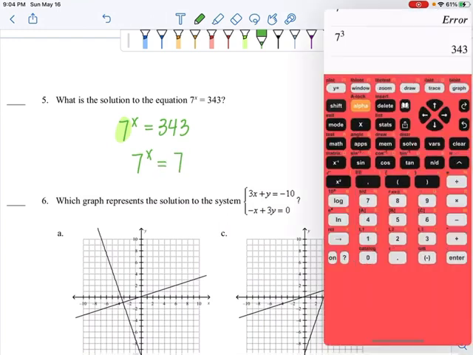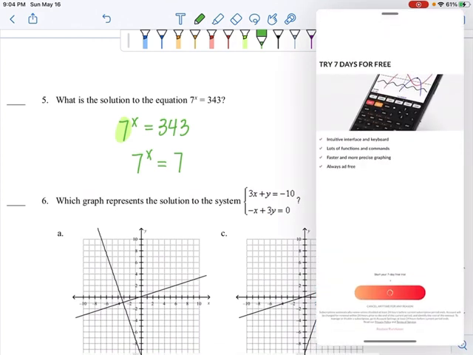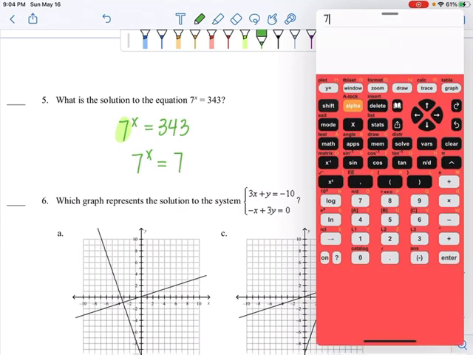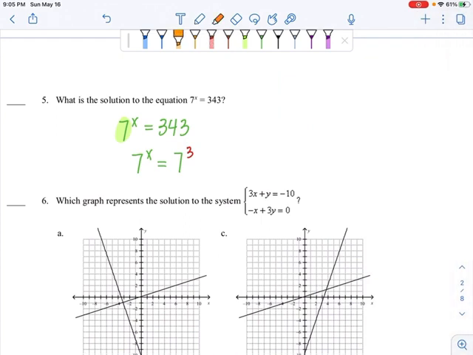So then I can pull out my calculator here, and you can kind of just play around with this. 7 squared, 49, that's not big enough. 7 to the third, okay, that gives me 343. So I know that this is going to be 7 to the third power, and so that tells me x is going to equal 3, because that is the exponent I need to get 7 to what power gives me 343. So x equals 3.